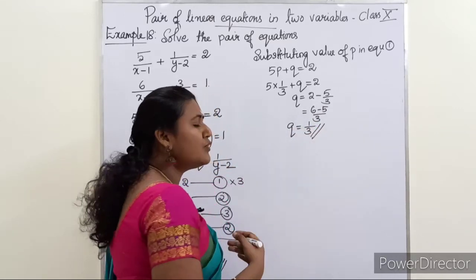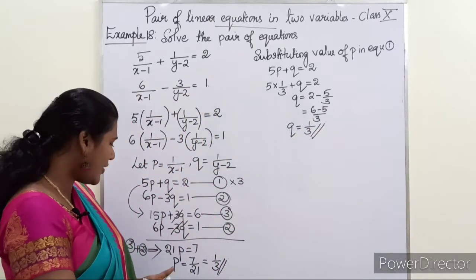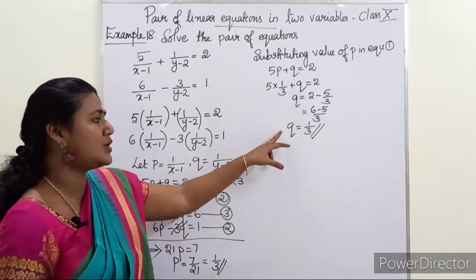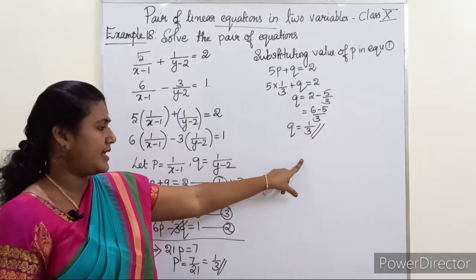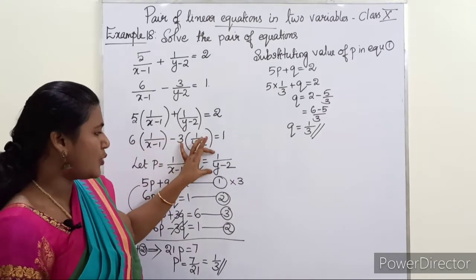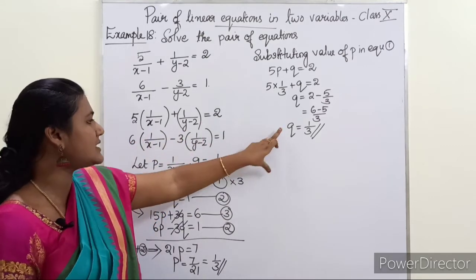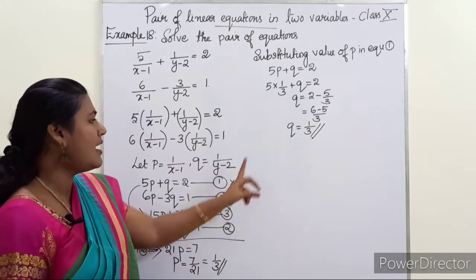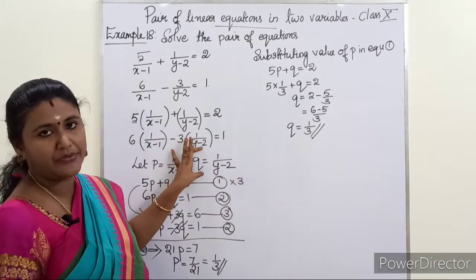So we got the q value also 1 by 3. Both p and q are 1 by 3. Now we are going to find the values of x and y by substituting the values of p and q in these two equations.